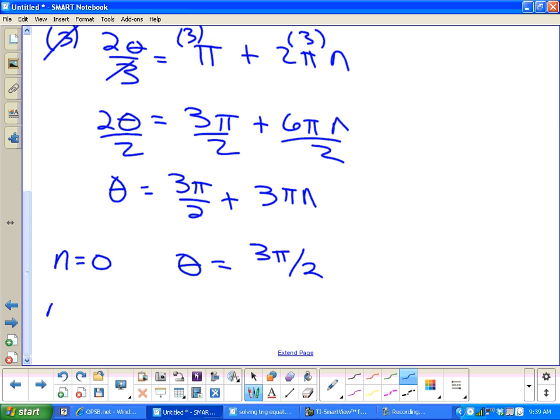Now, I like this part. What happens when n is 1? It's going to be more than 2 pi. I don't know what 3 pi over 2 plus 3 pi would be, but it's going to be bigger than 2 pi, isn't it? If it's bigger than 3 pi, it's bigger than 2 pi. All right, so it's just this one now.